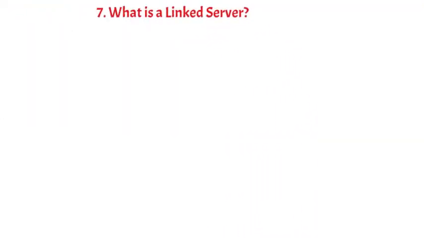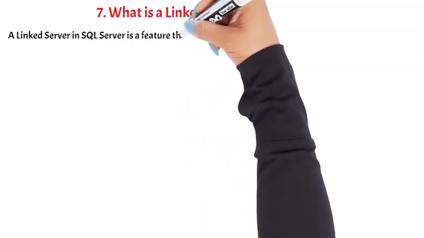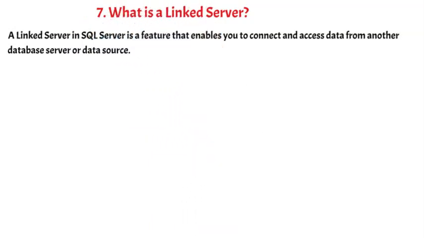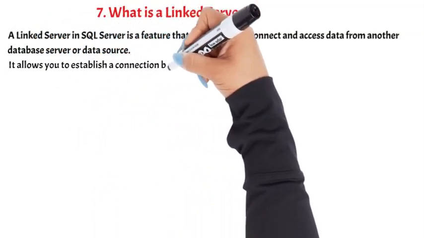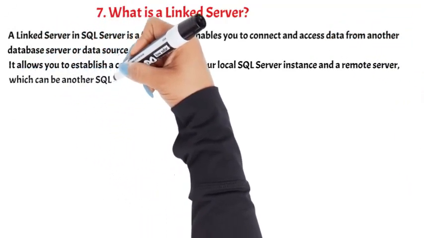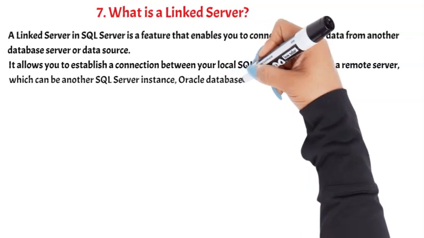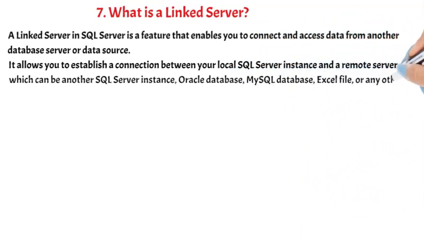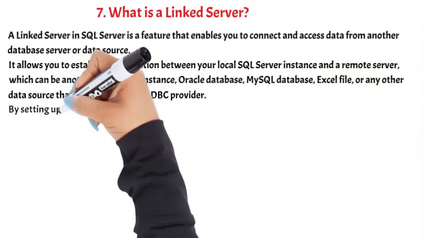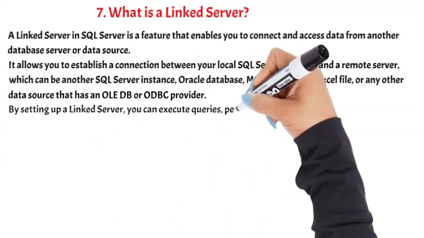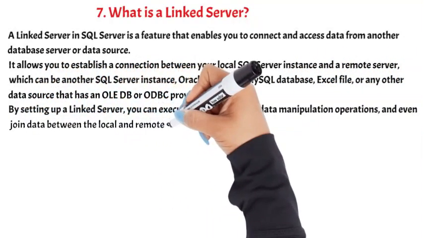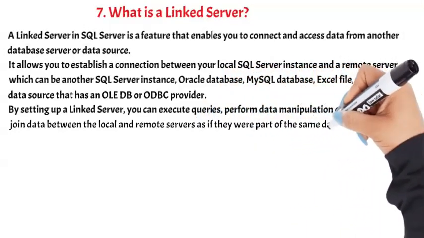7. What is a linked server? A linked server in SQL Server is a feature that enables you to connect and access data from another database server or data source. It allows you to establish a connection between your local SQL Server instance and a remote server, which can be another SQL Server instance, Oracle database, MySQL database, Excel file, or any other data source that has an OLE DB or ODBC provider. By setting up a linked server, you can execute queries, perform data manipulation operations, and even join data between the local and remote servers as if they were part of the same database.